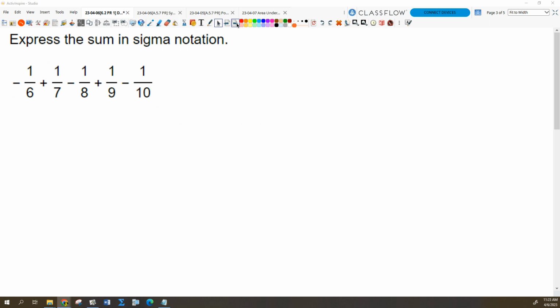Okay. How about that one? And there's a bunch of different answers. Let's just say we're going to do this starting at k equals 1. I'll give you that because otherwise there are so many different ways you could write this. So we're going to do the sum of something. K starts at 1.